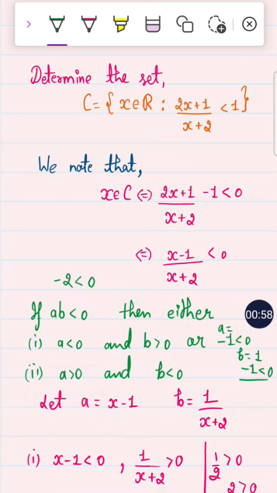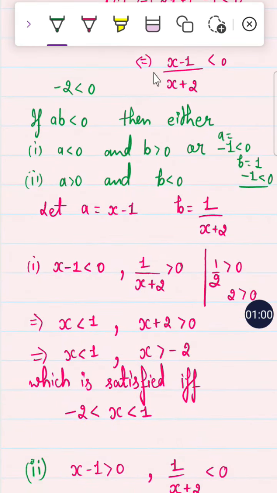So in this case also, now let A equal x minus 1 and B equal 1 over x plus 2. So by the first case, x minus 1 is less than or equal to 0 and 1 over x plus 2 is greater than 0, right? That is the case. So 1 over x plus 2 is greater than 0, then x plus 2 is also greater than 0, right? x is less than or equal to 1, and x plus 2 is greater than 0, so x is greater than minus 2, right? So this satisfies this condition.